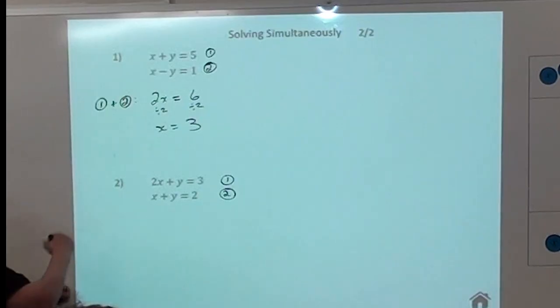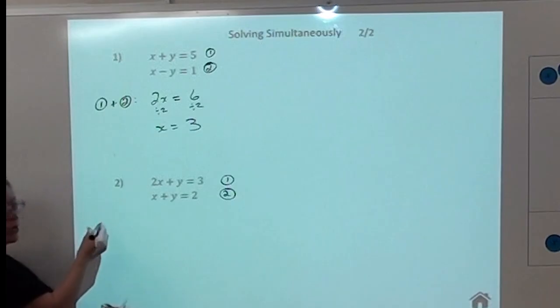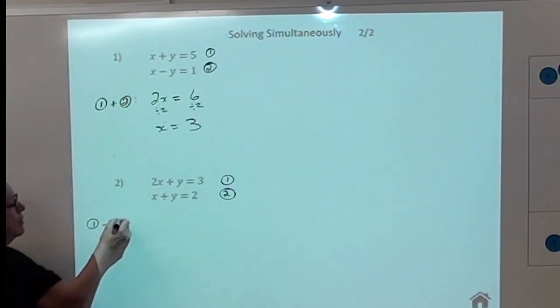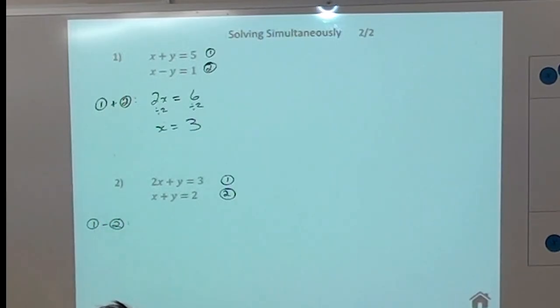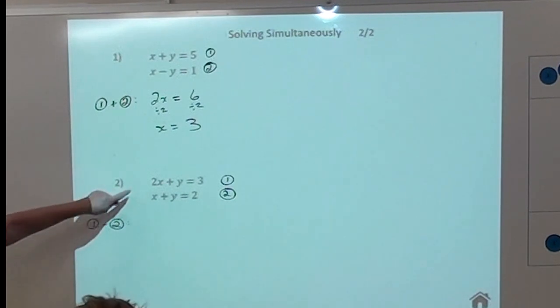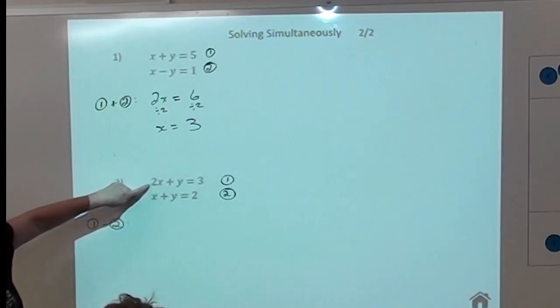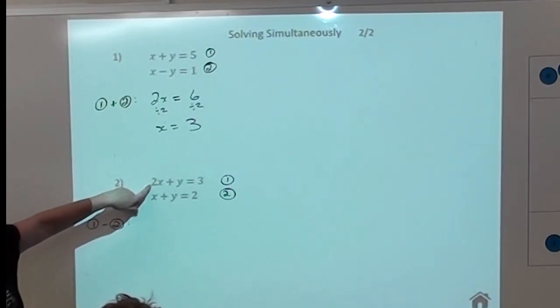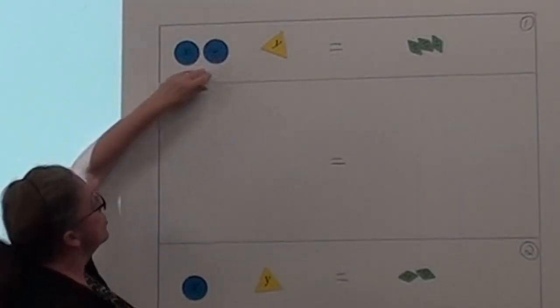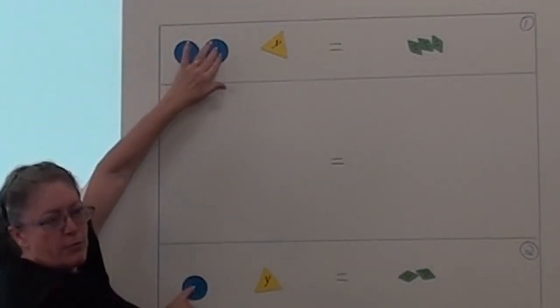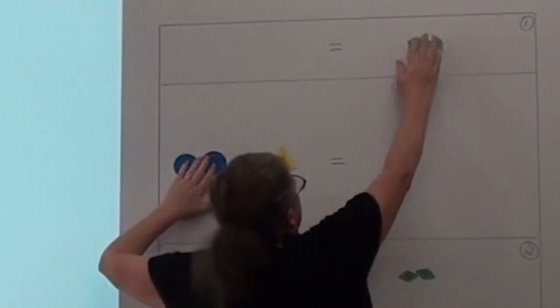Instead of adding, we need to really subtract. Start with equation 1 because it's bigger. I've picked 1 take 2 rather than 2 take 1 because that one's bigger. Now there's a couple of ways we can do this. I'll show you what we're going to do. We're going to actually take this away from this one. So let's push this one down.